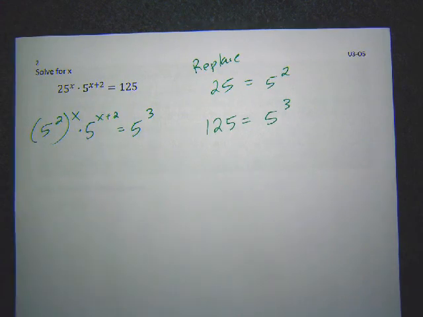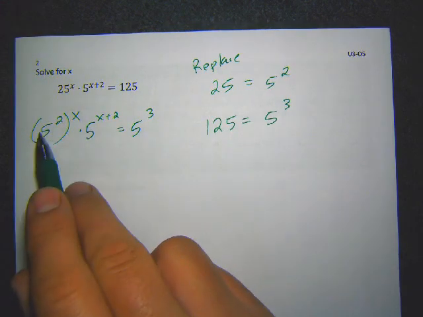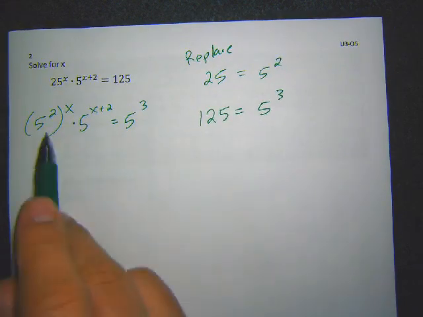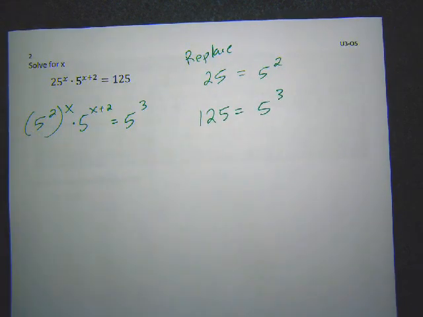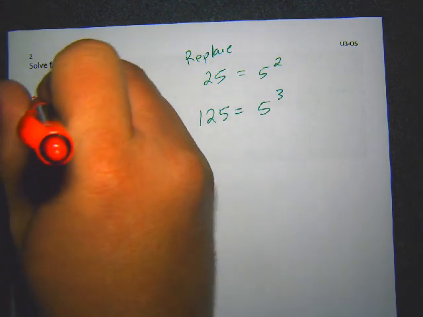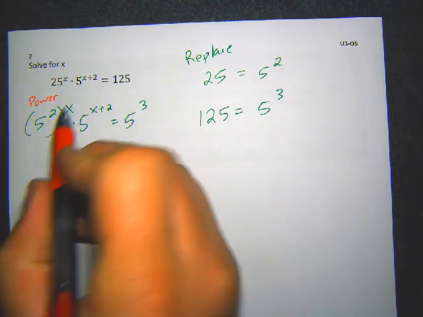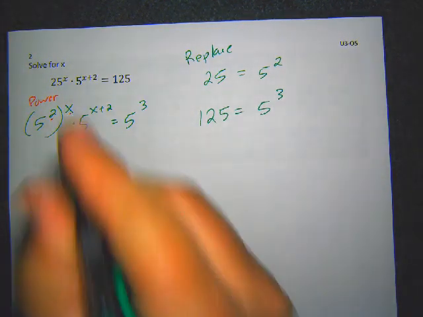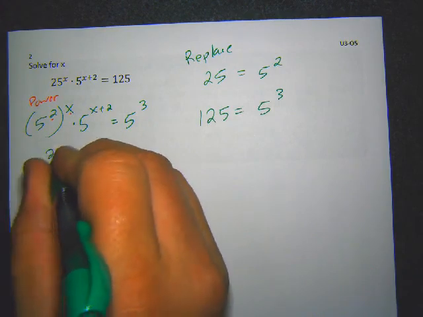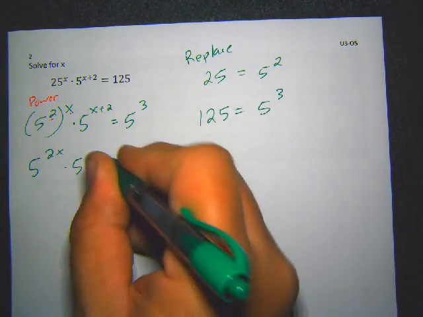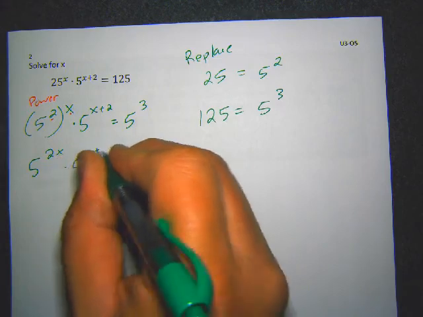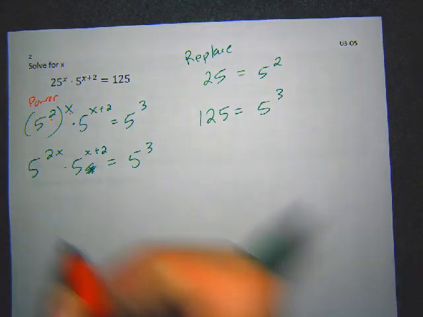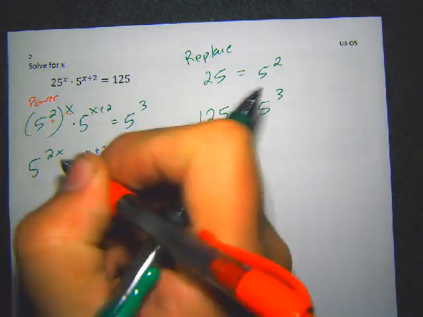So now we have all these matching bases, except over here we have this parentheses because this whole 5 squared is being raised to the x power. So to get rid of this parentheses, we're actually going to use a power rule. Remember the power rule for powers. It says that if you have a power to a power, you multiply the powers. So I'm going to take 2 times x. So this becomes 5 to the 2x power. So that's a, oh, not x down there, x up here. x plus 2 equals 5 to the third. So that's the power rule. The power rule says that when you have a power to another power, you multiply the powers.